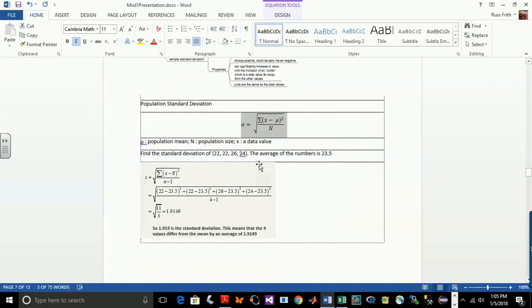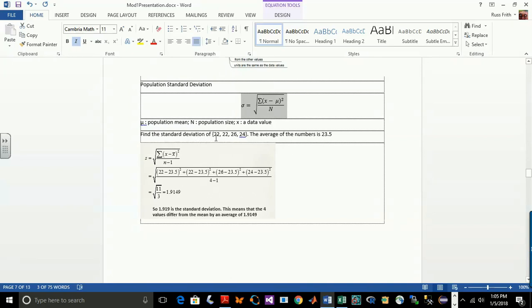All right, let's do an example. Find the standard deviation of 22, 22, 26, 24. Now, the average of the numbers is 23.5. I went ahead and pre-processed that, so that's my x bar in the formula. So I take the square root, and then I take each of the numbers and plug it into the sigma function. The first term would be 22 minus 23.5. This 22 corresponds to x.